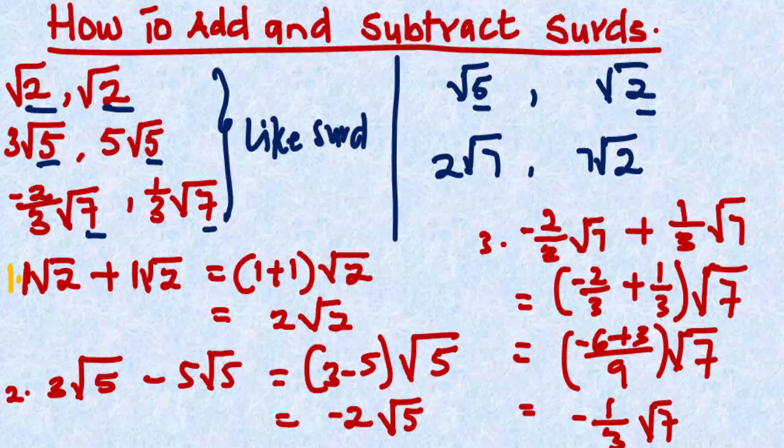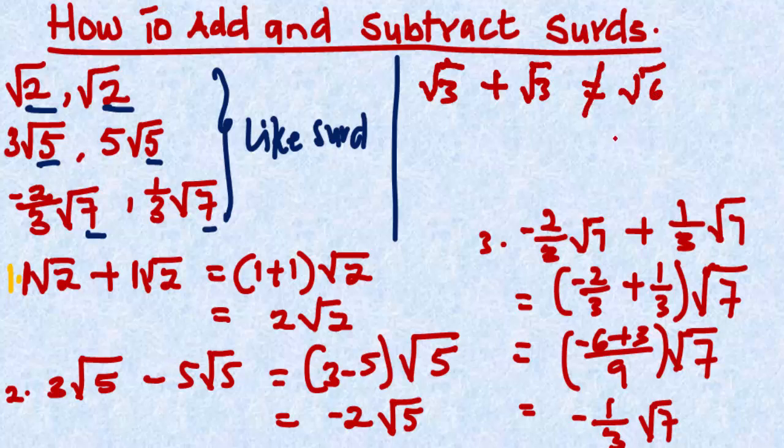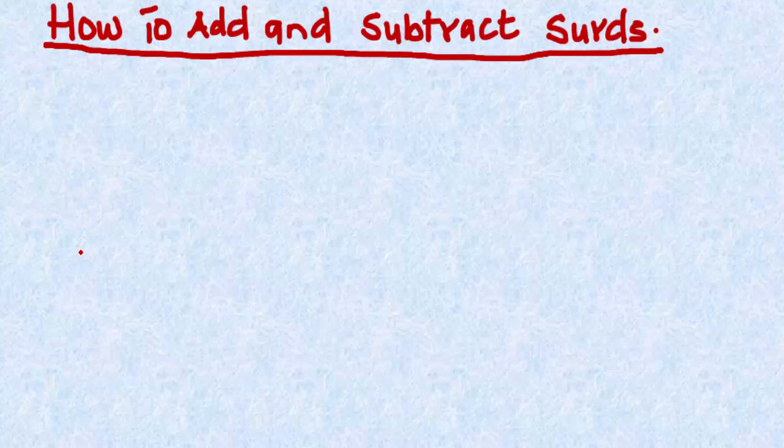Are you okay? So in adding or subtracting surds, we only add like terms, and surds are said to be like surds if the numbers in the root are equal and in their basic form. Note that when we have root of 3 plus root of 3, this is not equal to root of 6. Note this, it's very important. Sometimes you need to reduce first to their basic form if they are not, before adding or subtracting.